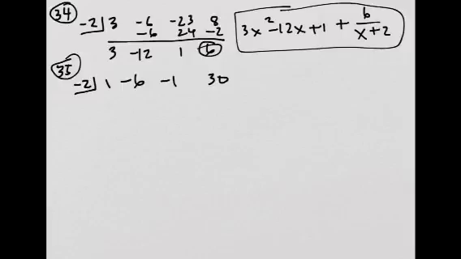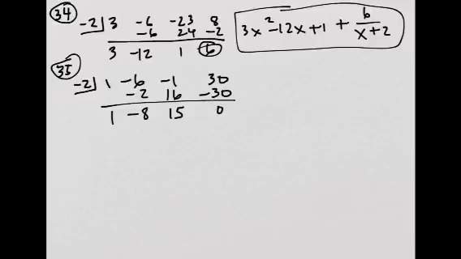Alright, so 35 is saying if x plus 2 is a factor, find the real zeros. So we're going to test out x plus 2 by doing synthetic division with negative 2. So now I have, bring down the 1. 1 times negative 2, negative 2. Then we get negative 8. Then we get 16 because negative 8 times negative 2. Then this gives me 15. 15 times negative 2 is negative 30.